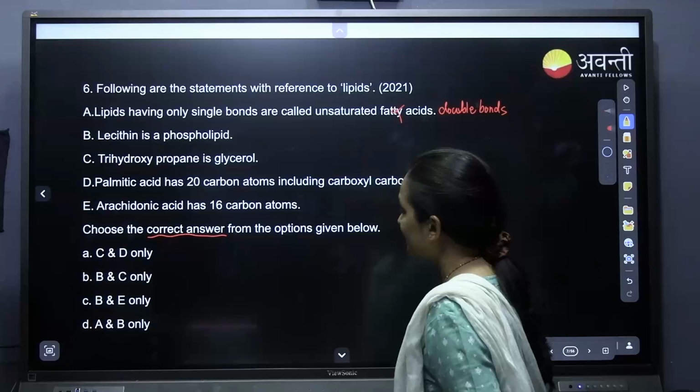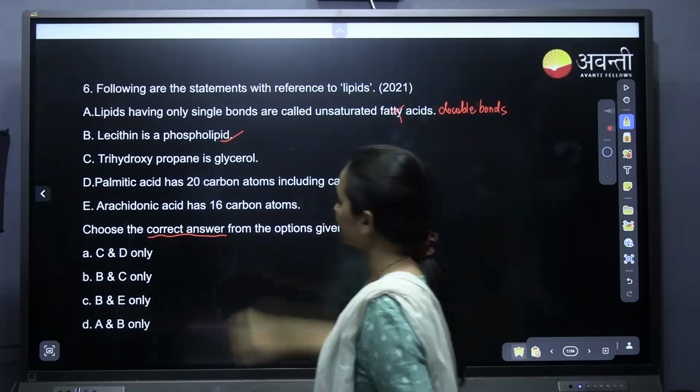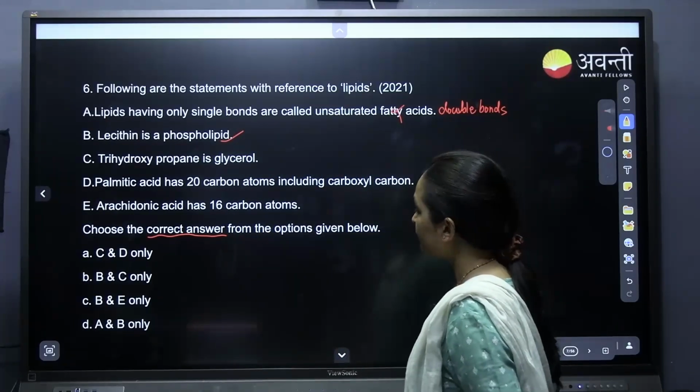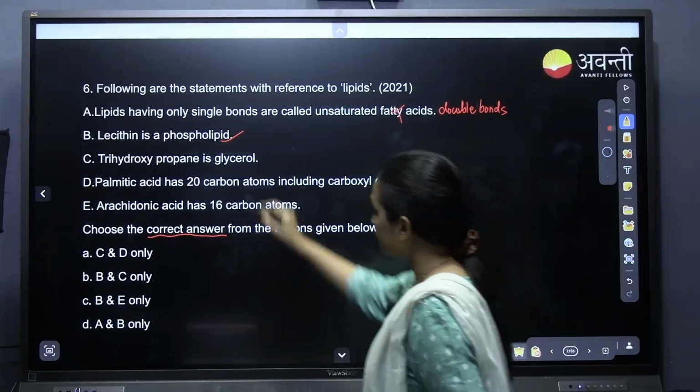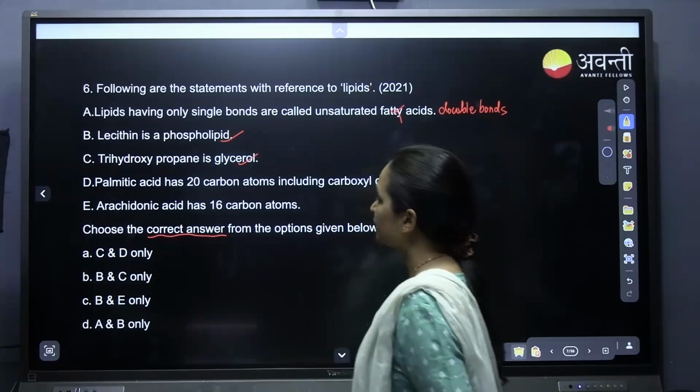Double bonds. Lecithin is a phospholipid. Yes, we already know lecithin is a phospholipid. Trihydroxypropane is glycerol. Yes, trihydroxypropane is a glycerol.